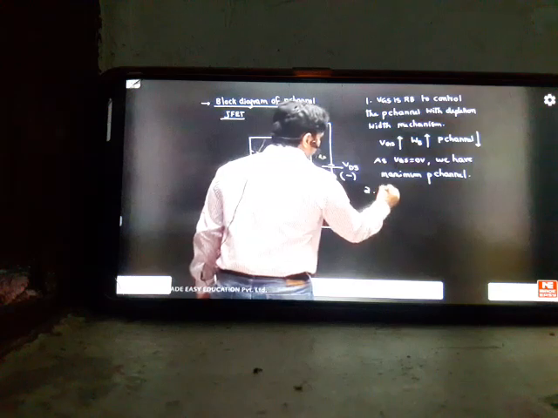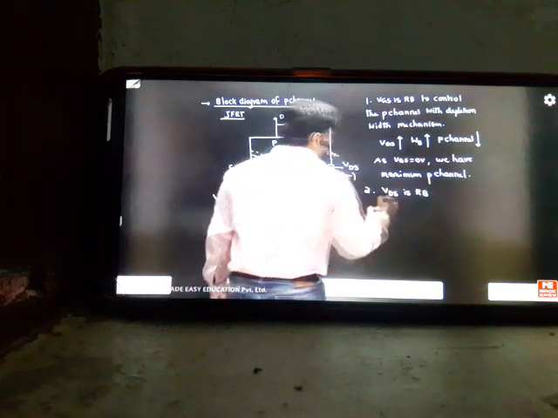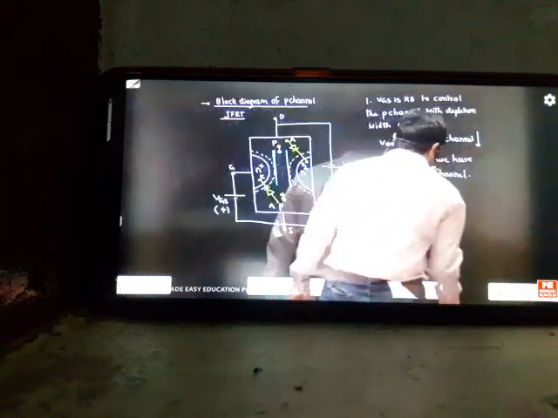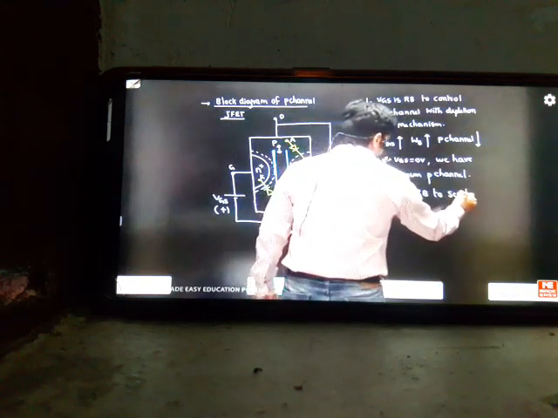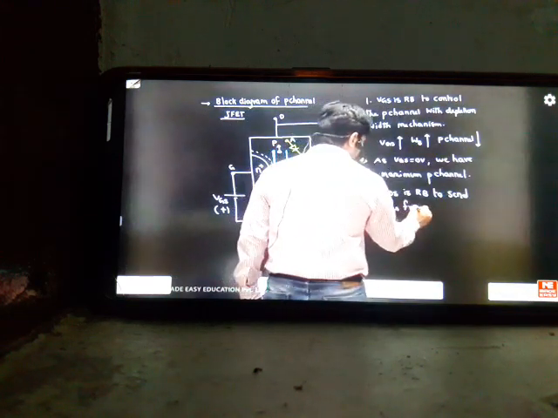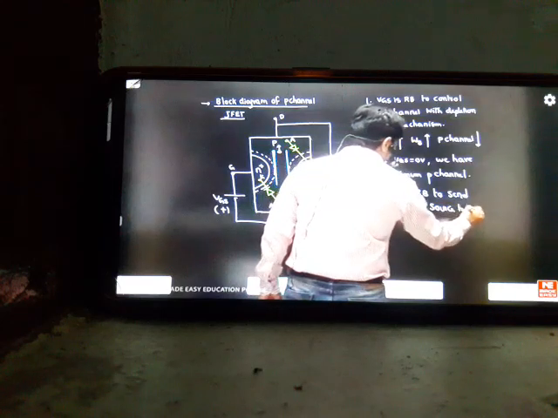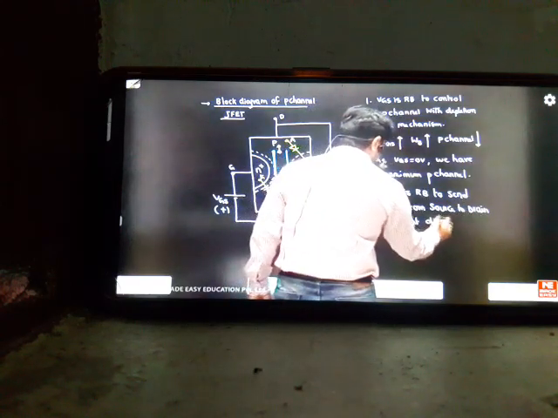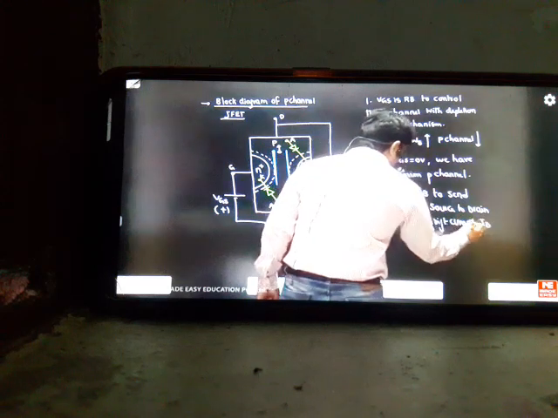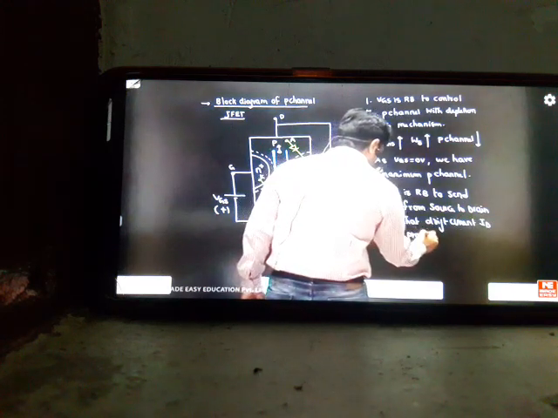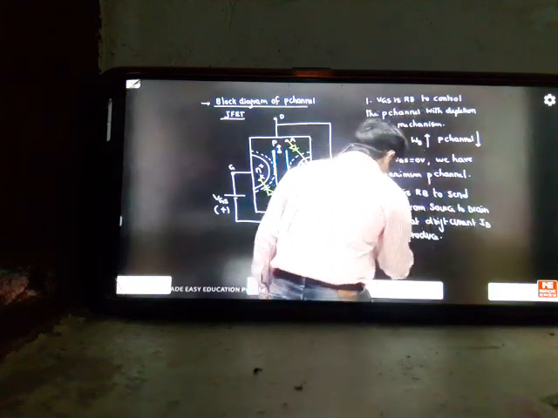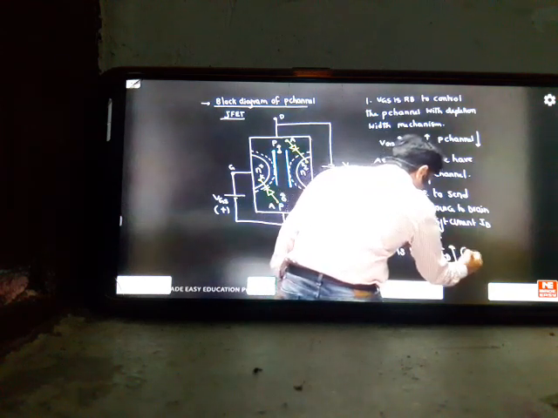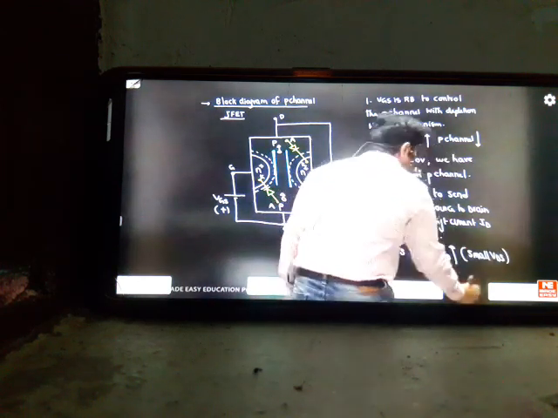Second point is, VDS is reverse bias. Why we made VDS reverse bias is, VDS is reverse bias to send holes from source to drain, such that drift current ID will be produced. So as VDS increases, your ID will increase for small VDS values.